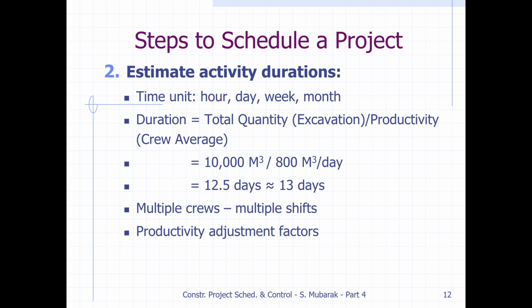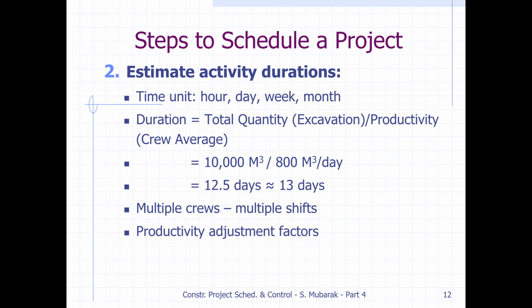Duration is the total quantity of the expression divided by the productivity. If we have a total quantity of 10,000 meter cube, and the productivity rate of the crew in one day is 800 meter cube per day, we divide by 800. It means we need 12.5 days, or around 13 days. This is the way we can decide the duration.